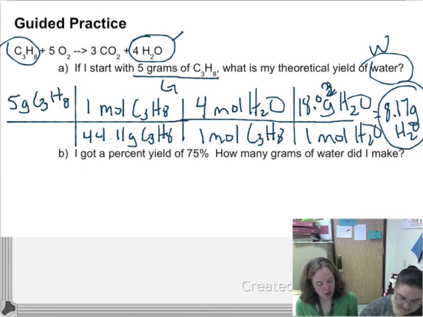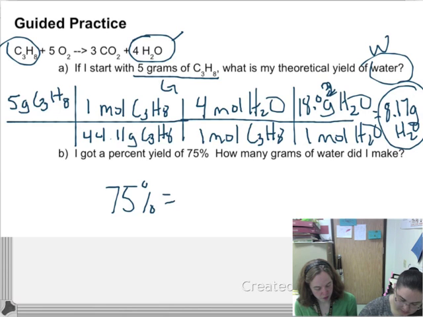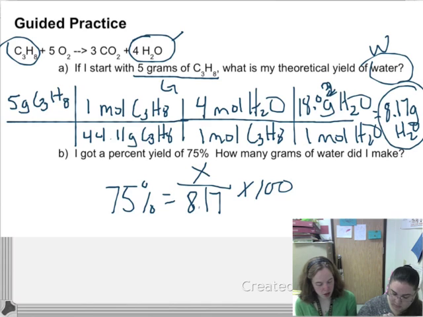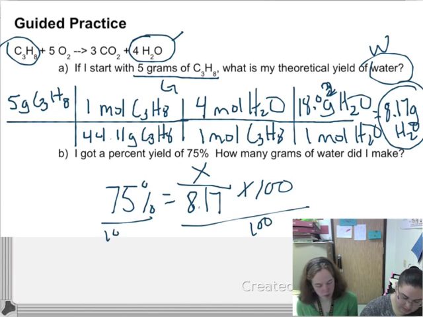What's our next question asking us to do? If the percent yield is 75%, I'm going to write this backwards, 75 equals, well, I know it's actual over theoretical times 100, so I just figured out what my theoretical is. I don't know my actual, times 100. So we just undo everything. We divide by 100 and get 0.75, and that equals x over 8.17.